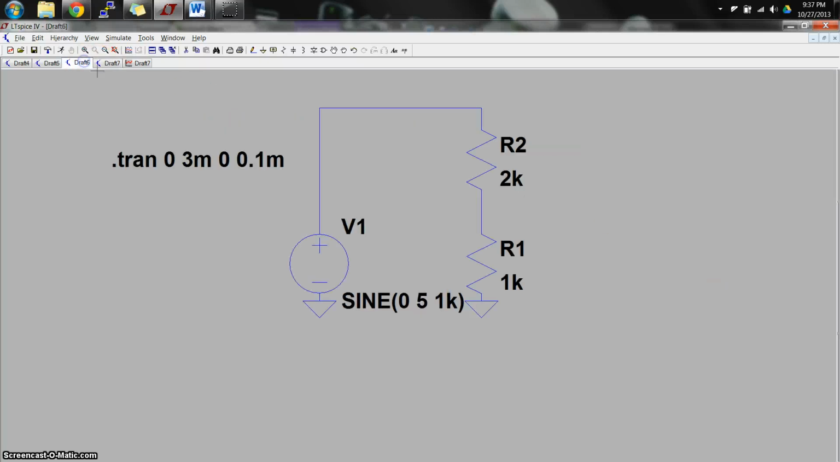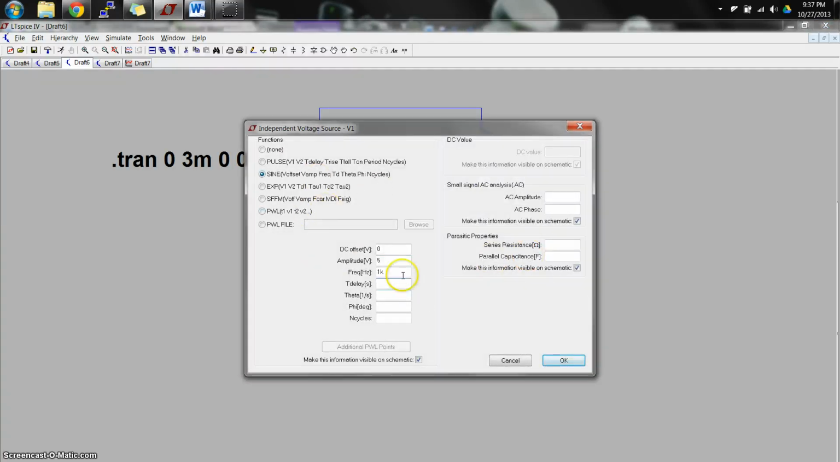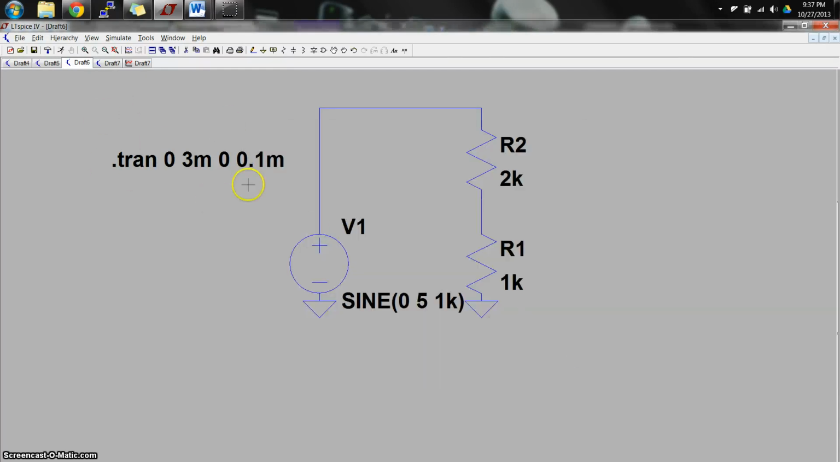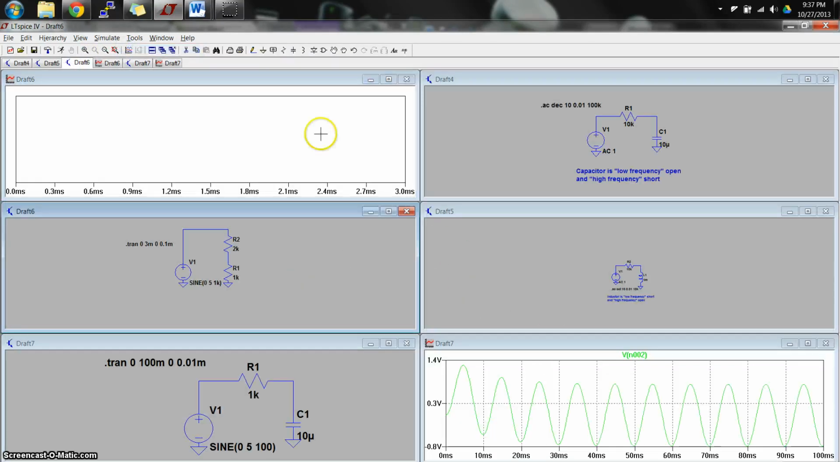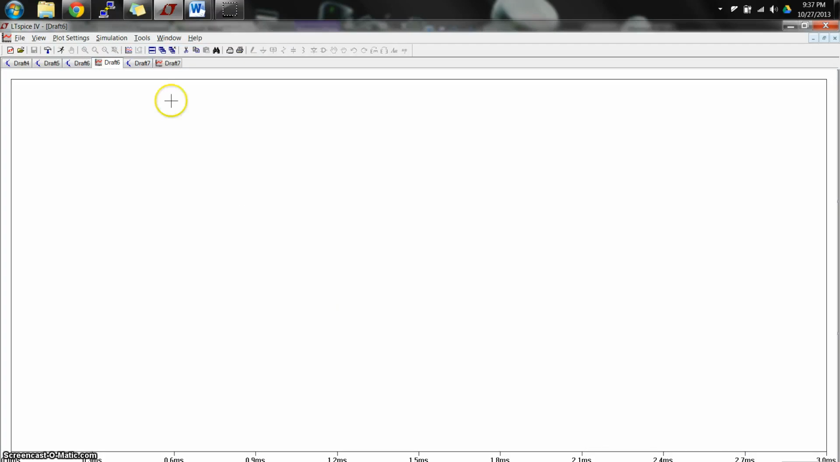Here I drew a real basic circuit. It's just a sine wave, 5 volts amplitude at 1 kilohertz. We can do that by right-clicking, and if we click advance, it'll bring us to this window: 5 volt amplitude, 1 kilohertz frequency, doing a transient response. And then I just have a couple resistors just to see how the RMS voltage works. So I'll simulate and run.